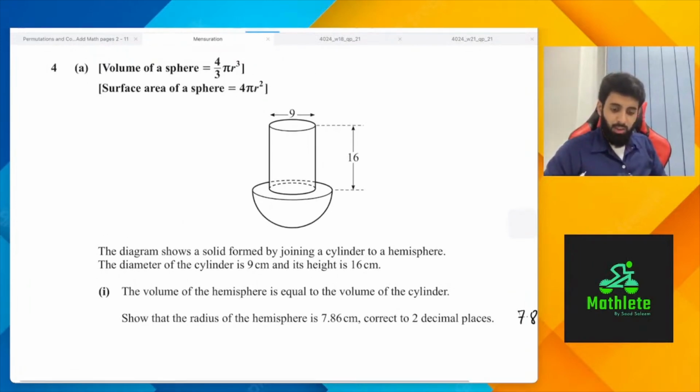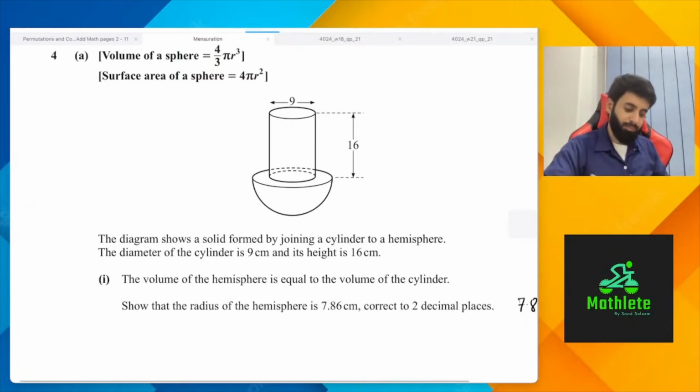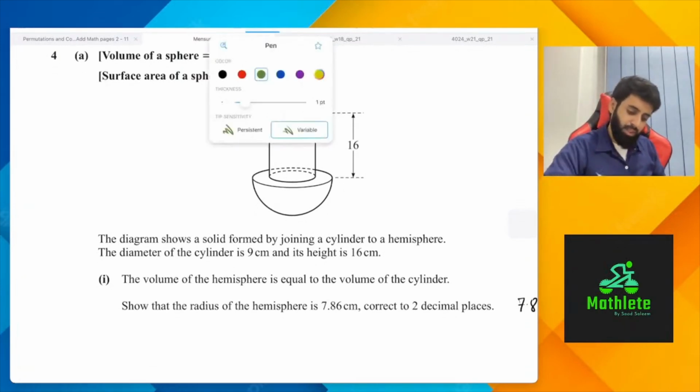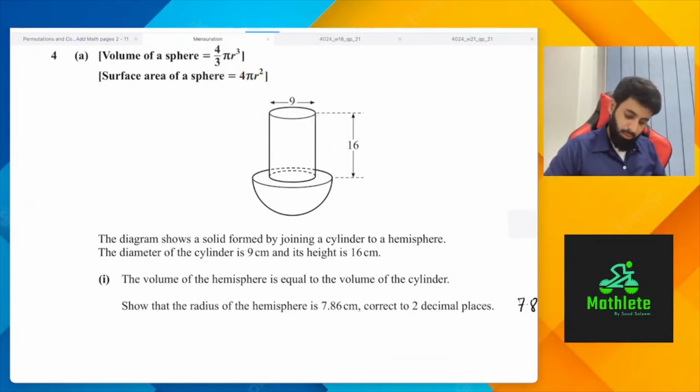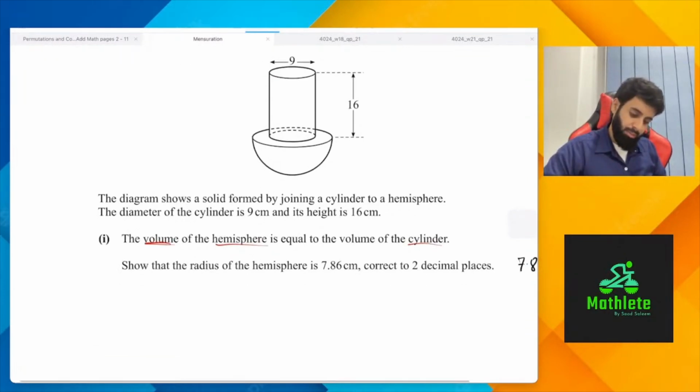So you can see that you're given the volume of the sphere and the surface area of the sphere, so you don't have to memorize that. Let's see what the question says. It says the volume of the hemisphere is equal to the volume of the cylinder. Let's also underline the word volume. How do we calculate the volume of the hemisphere?